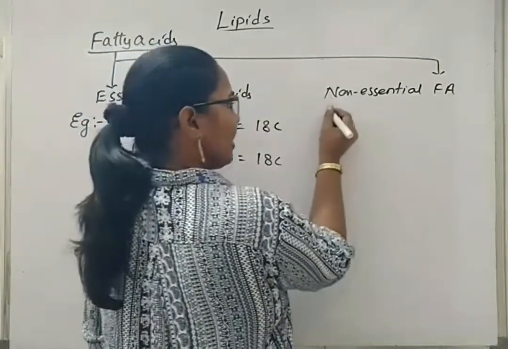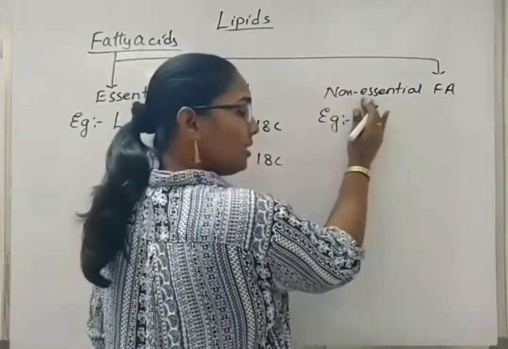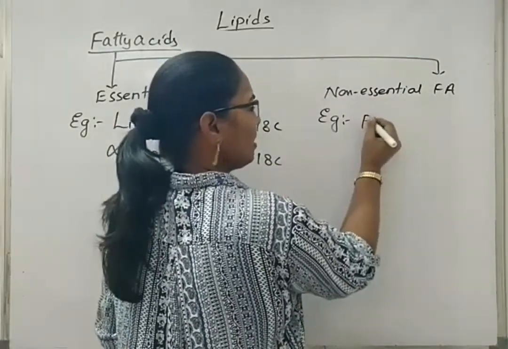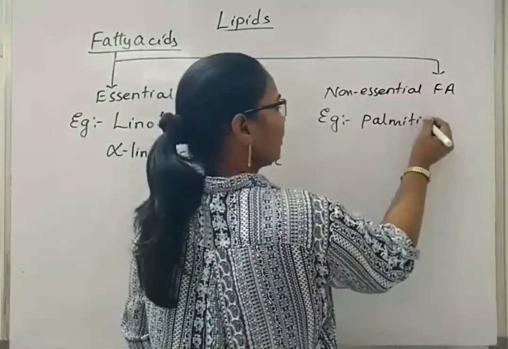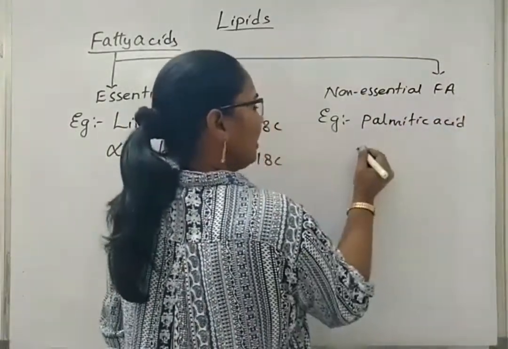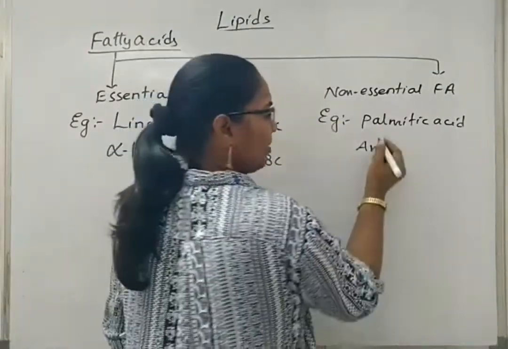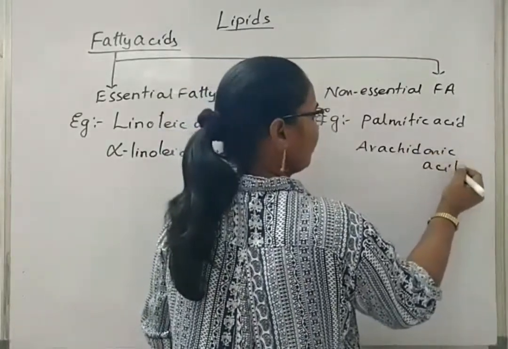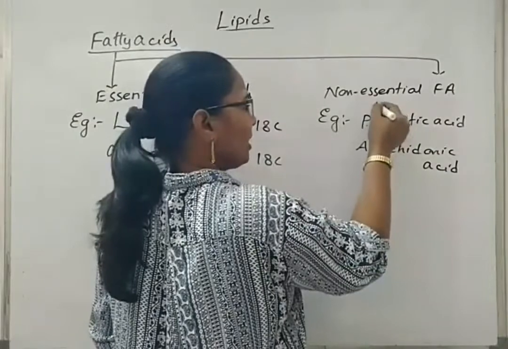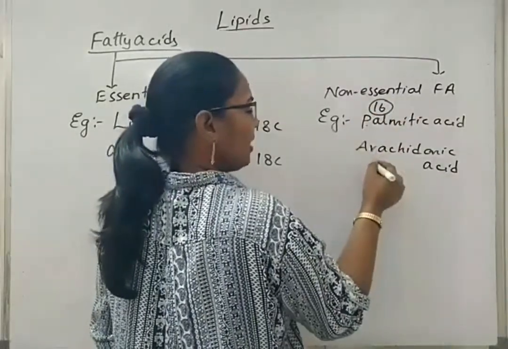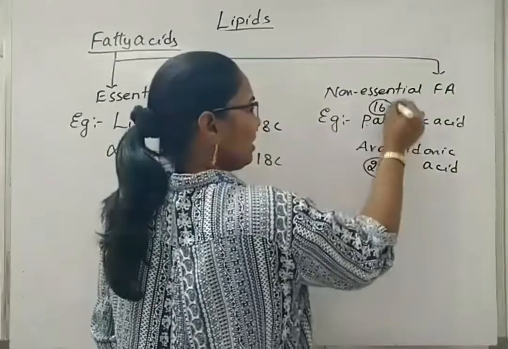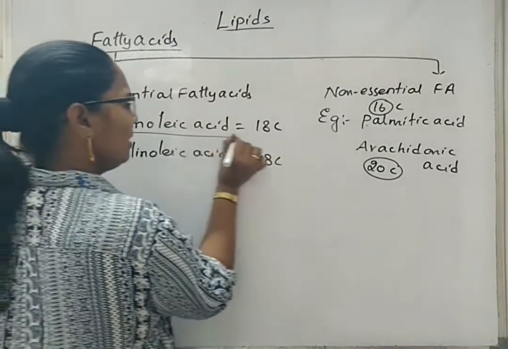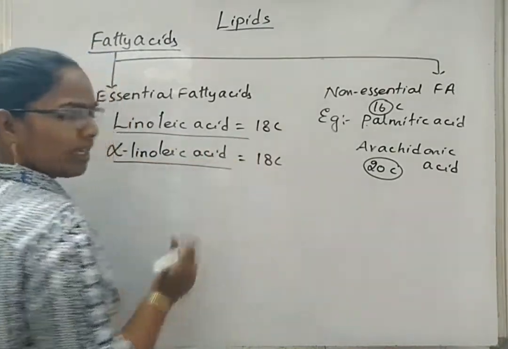And for non-essential fatty acids, these are already synthesized and exist in the animal body. Here we can take examples like palmitic acid, arachidonic acid and stearic acid also. Now, what is the carbon number of palmitic acid? 16. Arachidonic acid is 20 carbon in number. What is the difference between linoleic acid and alpha linoleic acid?